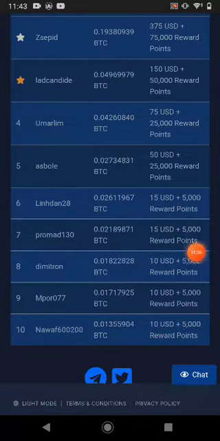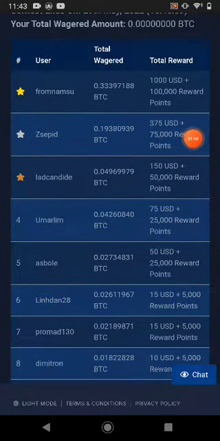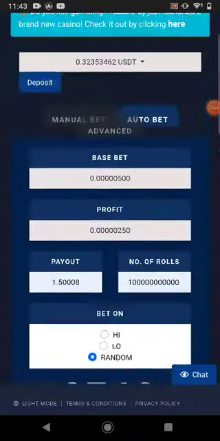The 7 and 6 numbers get 50. The 5 number gets $15, $75, and the 3 number is 150, and $1,000 is what the first person gets from this trick.